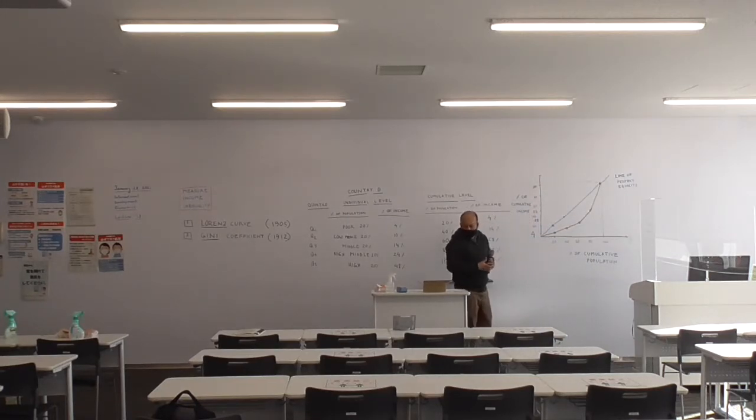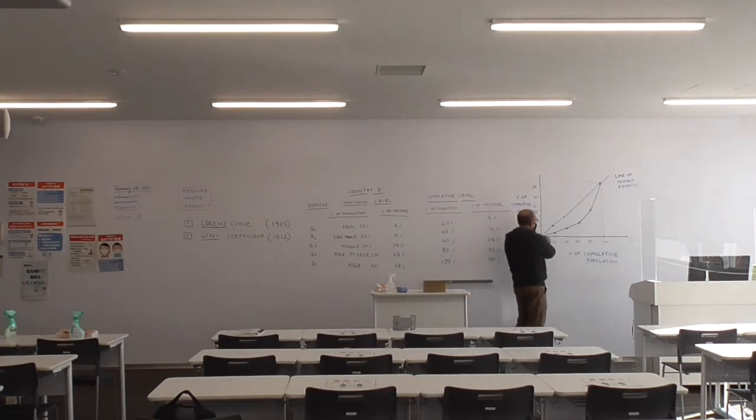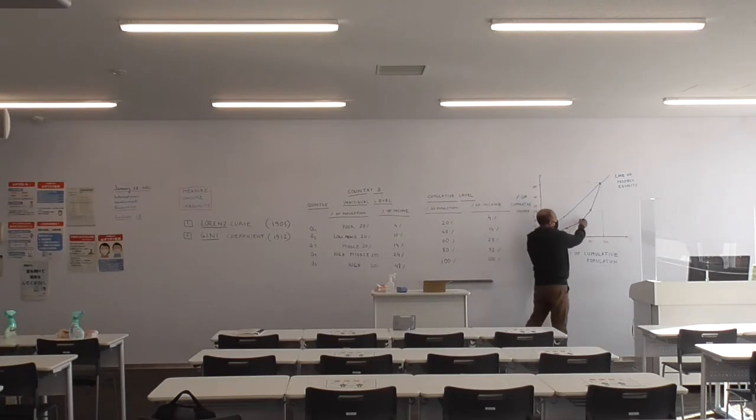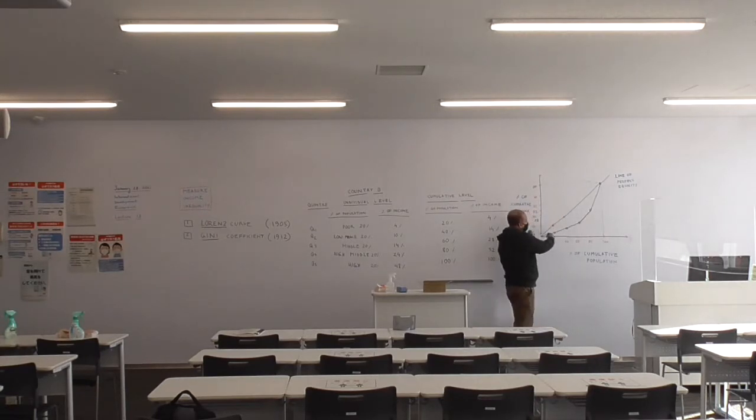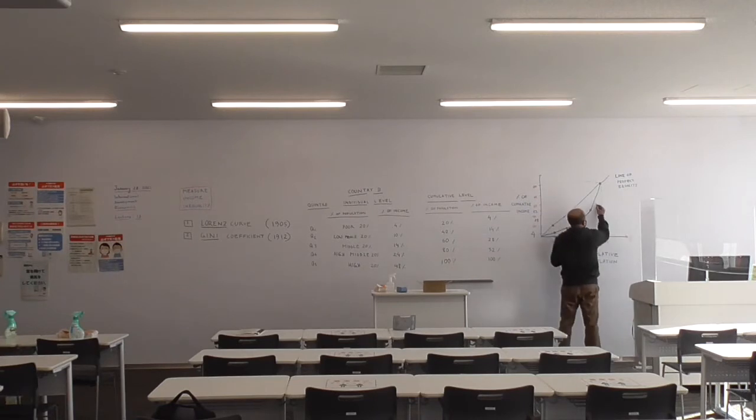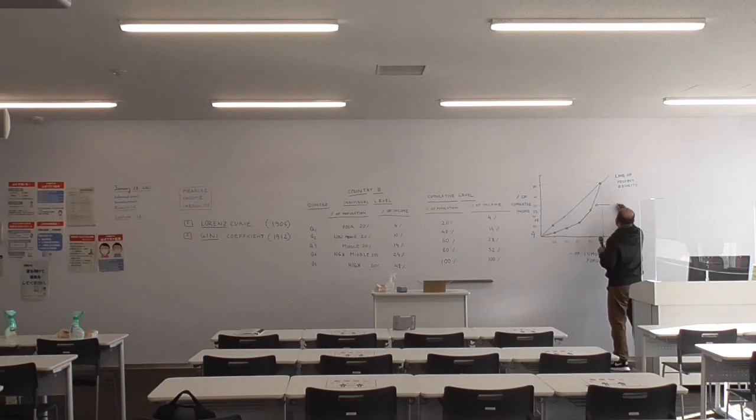So we draw our first Lorentz curve. By adding these dots in the graph and the figure, the line that we get is called the Lorentz curve. Lorentz first invented this line, and we will see how important this line is. So this is our Lorentz curve for country B.